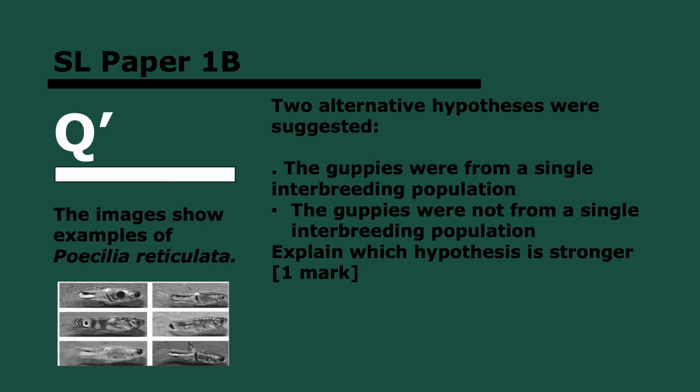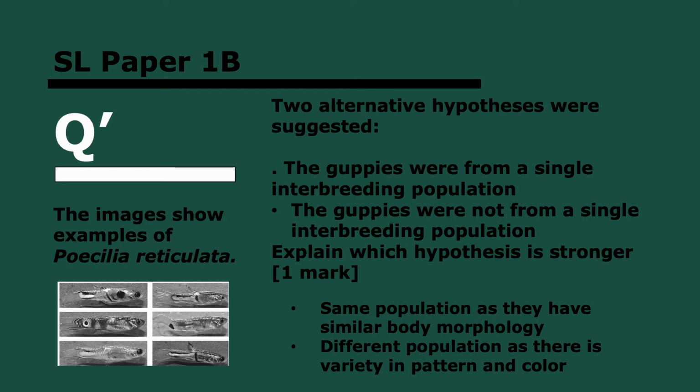So now the next question, this is kind of a weird one. So 2 alternative hypotheses were suggested. The guppies were from a single interbreeding population, or the guppies were not from a single interbreeding population. And it asks you to explain which hypothesis is stronger. Now, there's not a single correct answer to this, so hopefully that's a hint. Think about it and see what you come up with. It's only 1 mark, so you only need 1 concept there. So 1, 2, and 3.